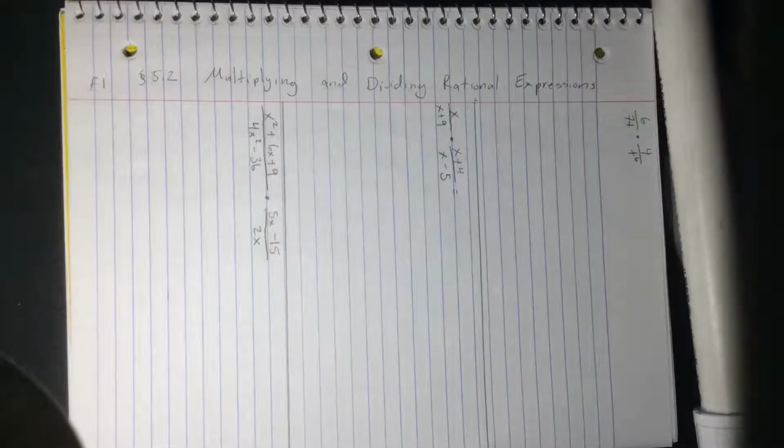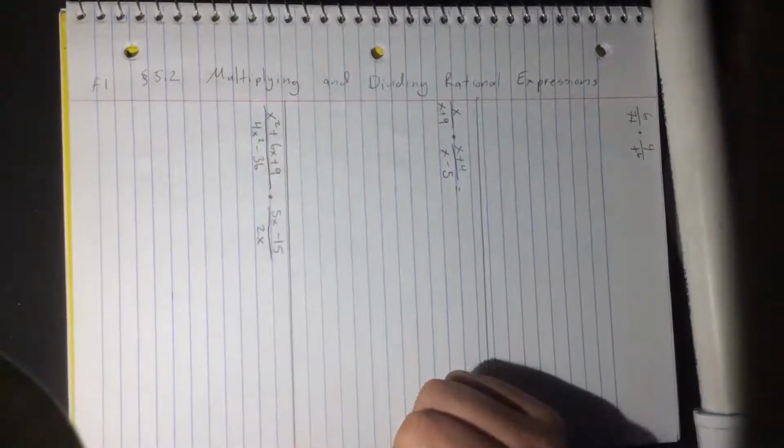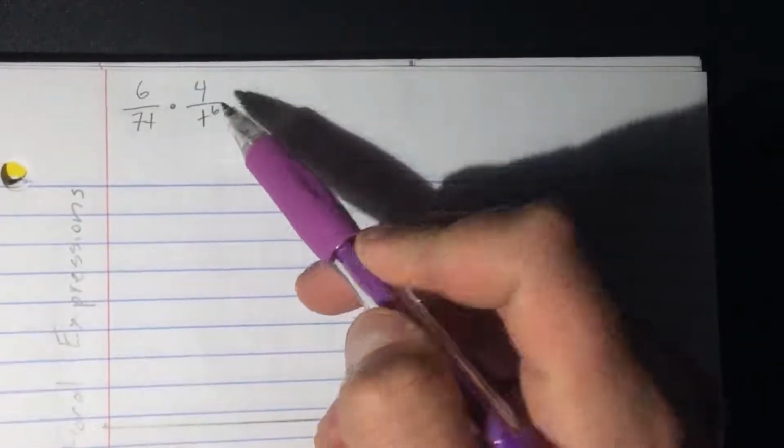This is Foldable number 1, section 5.2, multiplying and dividing rational expressions. For this one, we're going to get started on the first problem. Let's zoom in. We have 6 over 7t times 4 over t to the 6th power.